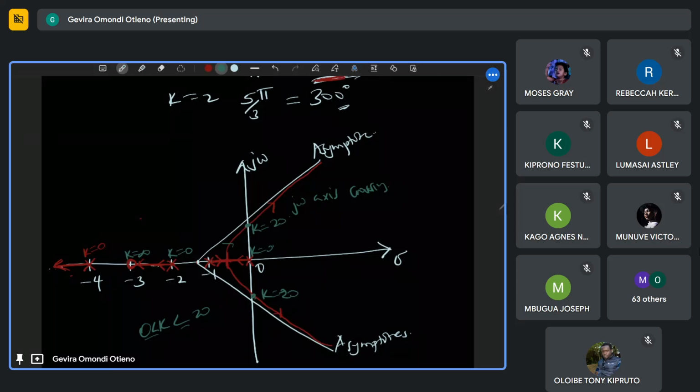So in the next class, we will calculate the breakaway point, this point that they break away from the J omega axis, and the gain at that axis. It would be very important for us. So I'll end the class here because I see the time is up. So ladies and gentlemen, thank you very much.